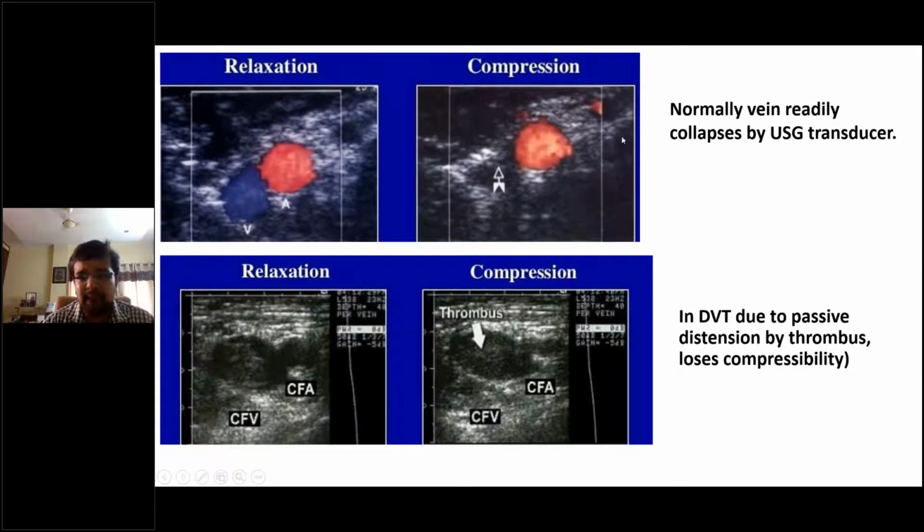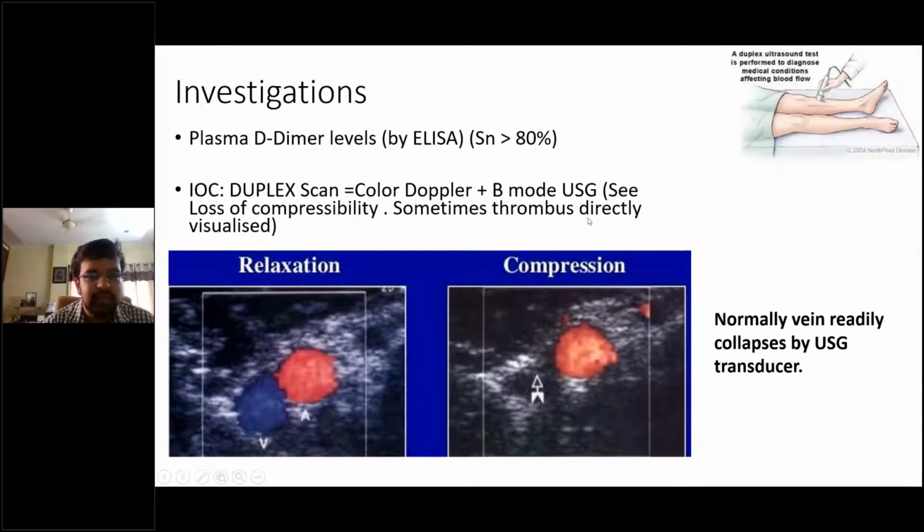While in DVT, the thrombus itself causes some passive distension, and therefore, when you put the transducer, the vein is not able to compress. So this is before, and in the vein, on compression, the thrombus is still there. So there is loss of compressibility, and sometimes you can also directly visualize the thrombus. This is characteristic of DVT, and this is how you diagnose DVT on the duplex scan, color Doppler plus B mode ultrasound.